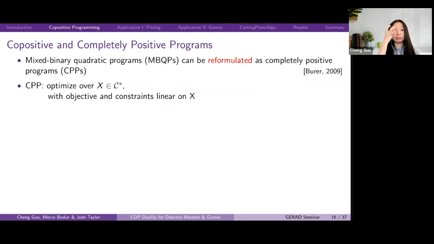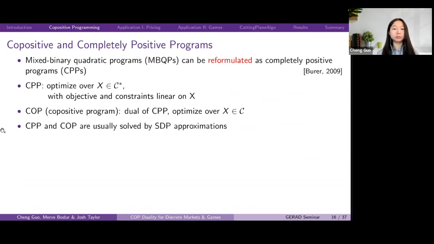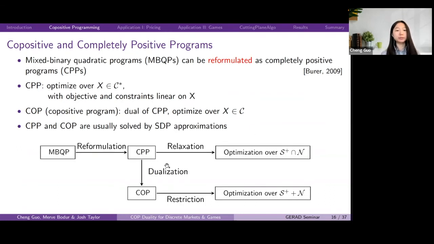And what is a completely positive program? It is basically a linear program over a completely positive conic constraint. So we have a linear objective, linear constraints, and then we have a conic constraint as follows. And the dual of the completely positive program is a copositive program, and it's a linear optimization over a copositive conic constraint. So those two problems are usually solved by SDP approximations in the literature. So here is a picture to summarize the relationship among the concepts I just mentioned. From a non-convex mixed binary quadratic problem, we can do a reformulation, and the reformulation is a completely positive program, and its dual is a copositive program, and both of them can be approximately solved with SDP approximations.